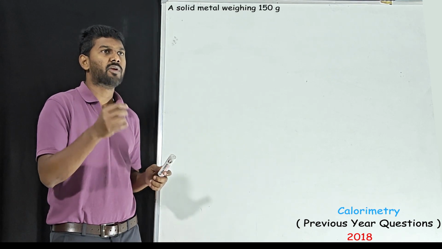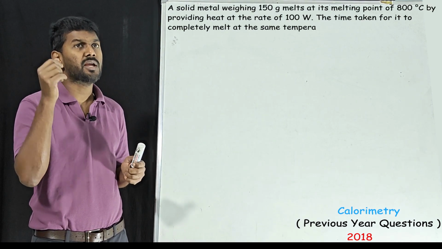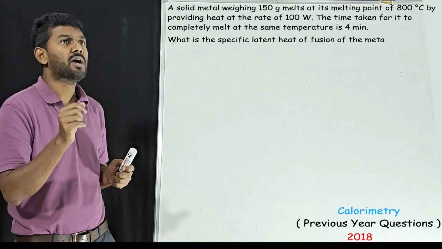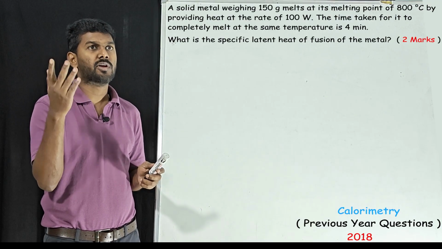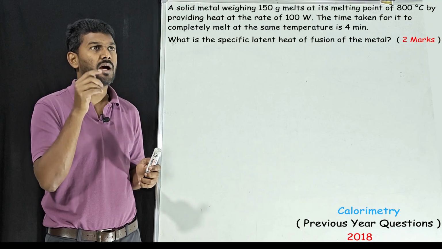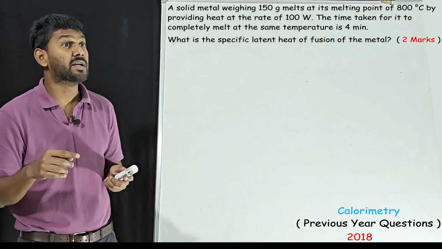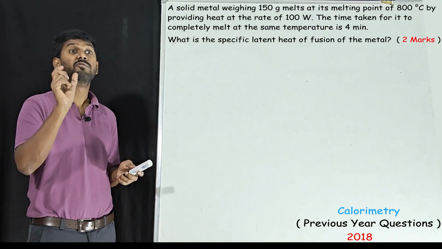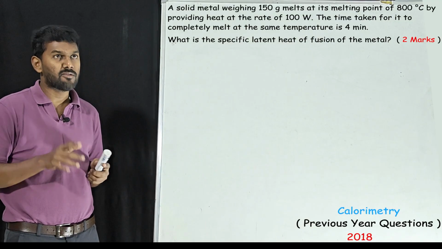Our next question. A solid metal weighing 150 gram melts at its melting point of 800 degree Celsius by providing heat at the rate of 100 watt. The time taken for it to completely melt at the same temperature is 4 minutes. What is the specific latent heat of fusion of the metal? Specific latent heat of fusion, that means L, capital L, we have to find.